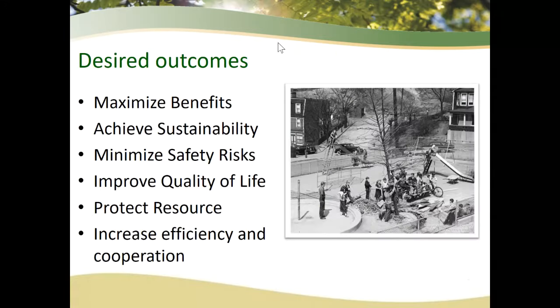And you start thinking about, what are our desired outcomes? And this is that fun brainstorming idea, where you can sit back and think about, in a perfect world, what would we want our community to look like? And how do we want particularly our urban forest to look? And start thinking about that.